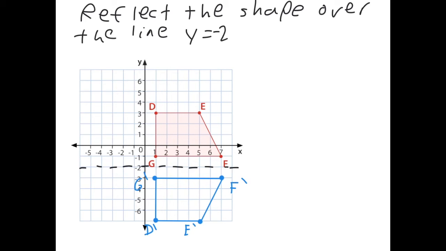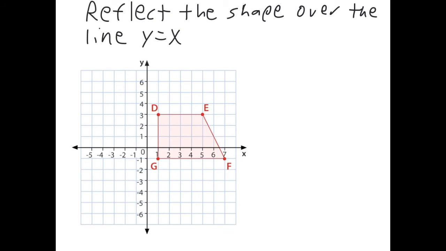But let's look at another one. In this example, we have reflect the shape over the line y equals x. So the line y equals x would be a diagonal line that goes through the origin and goes up 1 over 1 all the way through. So let's draw a dotted line to show that.